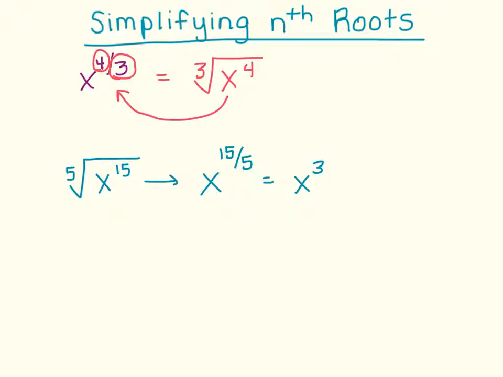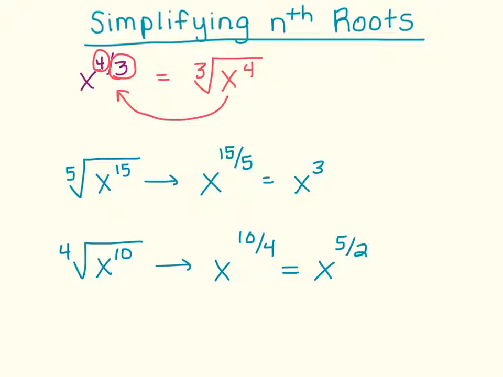Now, what if it doesn't work out pretty? What if it's something like the 4th root of x to the 10th? Well, I can still stack those, right? I can still write it as x to the power of 10/4. It doesn't clean up quite as nicely. I could reduce it a little bit. I could divide them both by 2 and make this x to the power of 5/2.